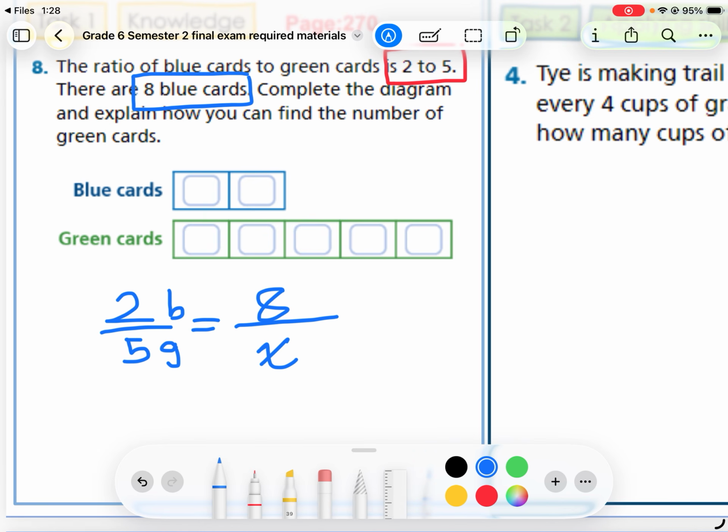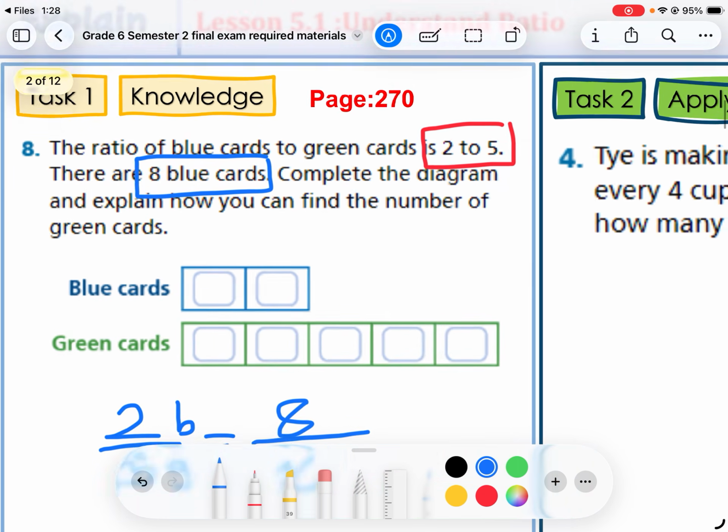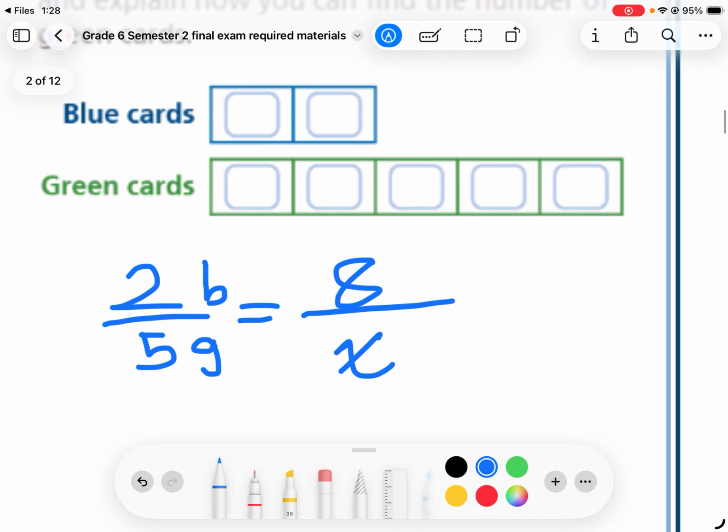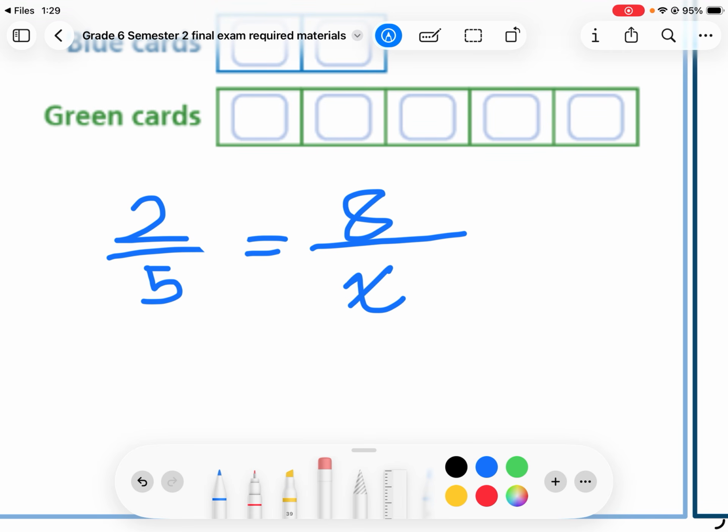So this is how you solve a word problem related to ratio. You create a proportion by matching units. Whatever 2 numbers you have at the beginning, 2 to 5, you write it as a fraction, and on the other side, you write what you know, and the number that you don't know, you replace it with X. Okay, now let's remove the B and the G. They were just here to help us identify blue and green. And now we're going to solve the proportion.